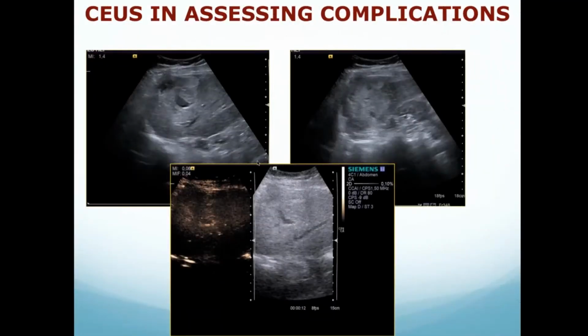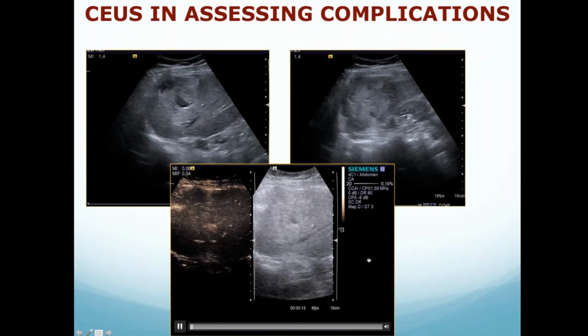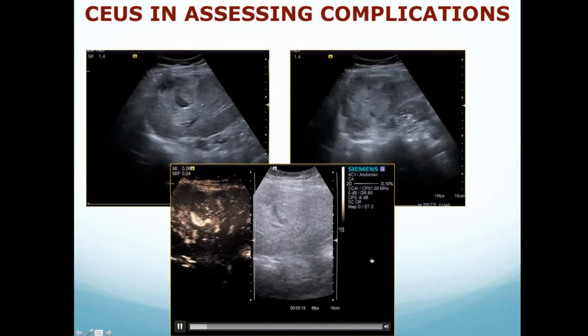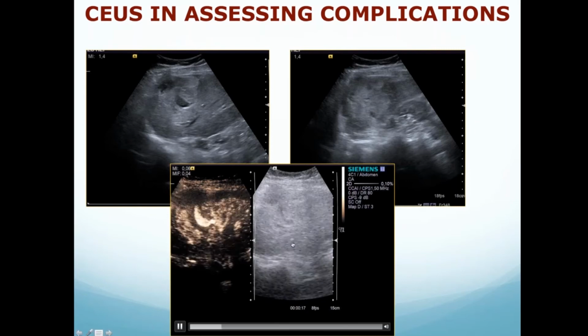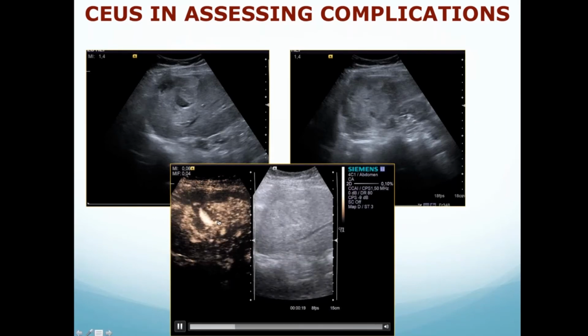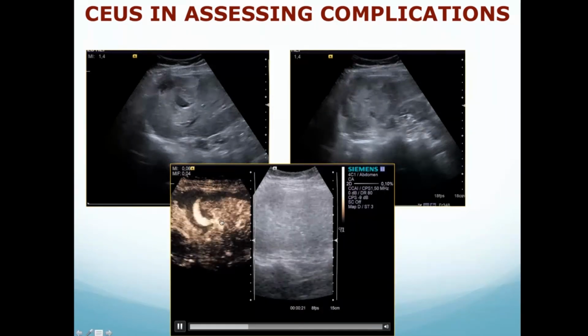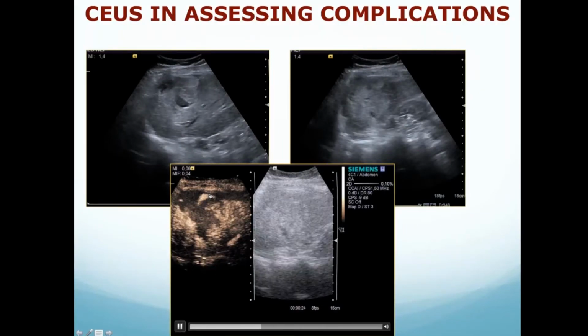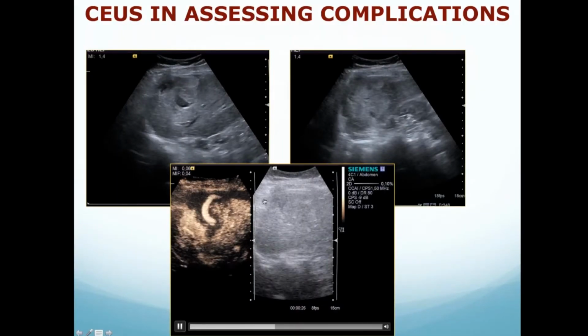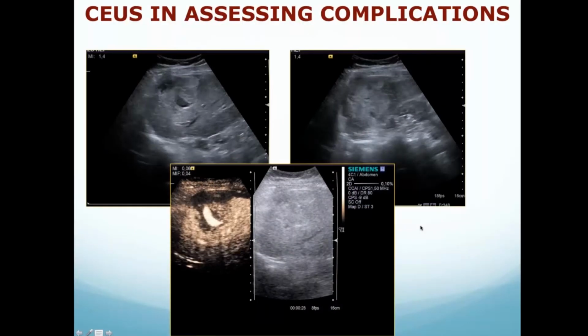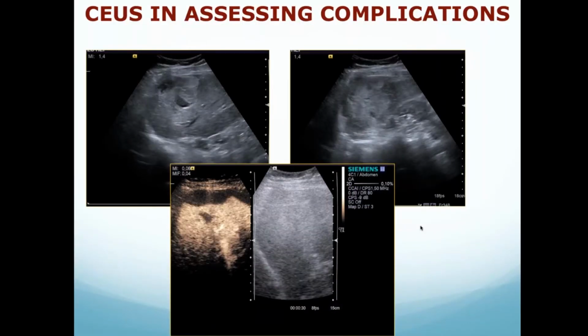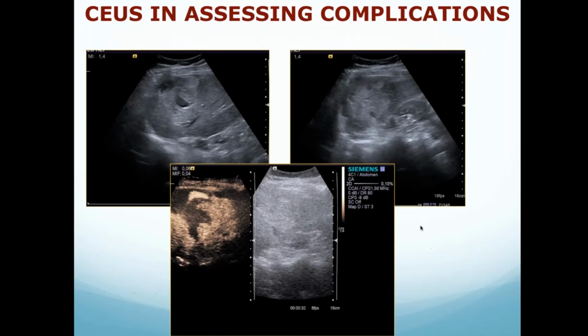In another case, also after a liver biopsy, the patient experiences pain. We see here something is wrong in the liver. And when we inject contrast, we see that actually there is an active bleeding. A vessel in that area was hit by the needle, and you see a very important bleeding which goes outside the liver. So it's very important to monitor this patient. The patient was sent for interventional radiology.